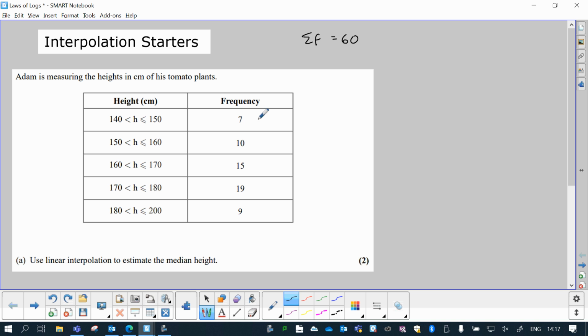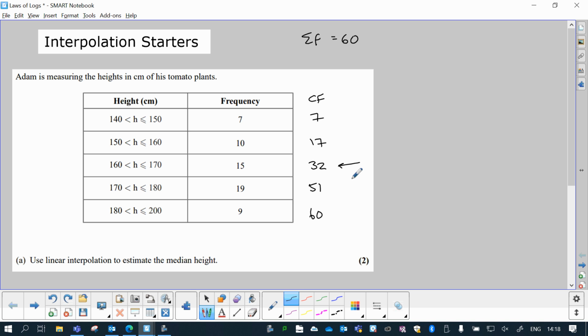So the cumulative frequency, if we added it in, is 7, 17, 32, 51, and then 60. Where's the 30th value? It's in that group there. So that's as far as GCSE goes. The step we want you to take on top of that is actually to give us an estimate for what that median might be. So we know that the median is going to be somewhere between 160 and 170.